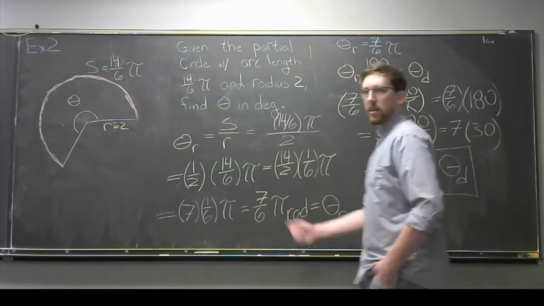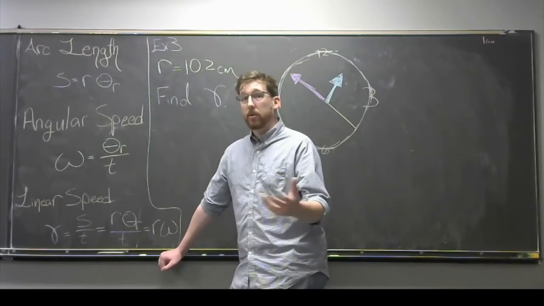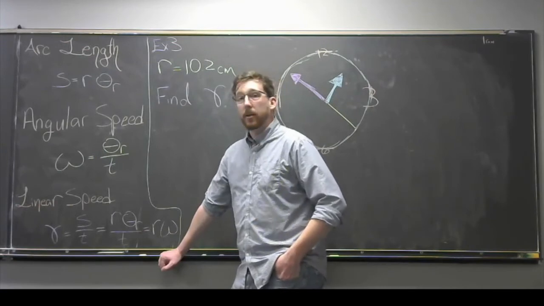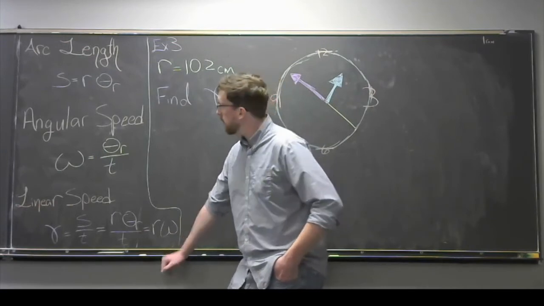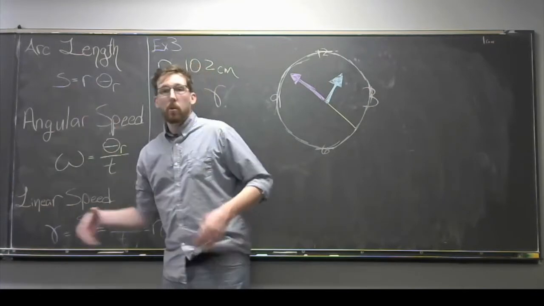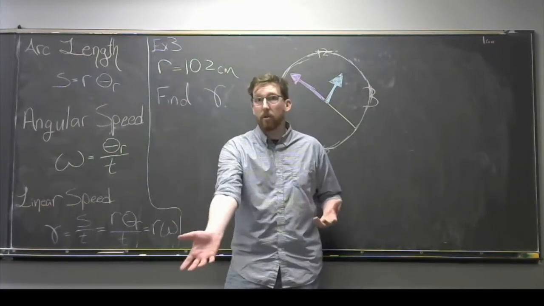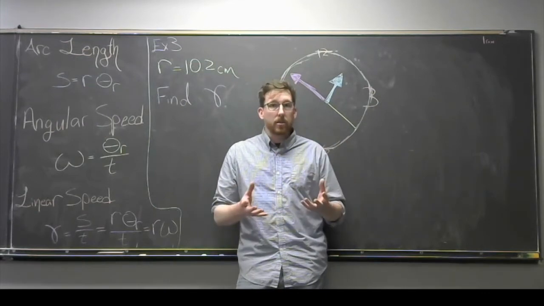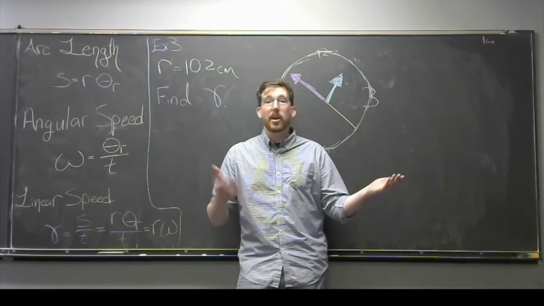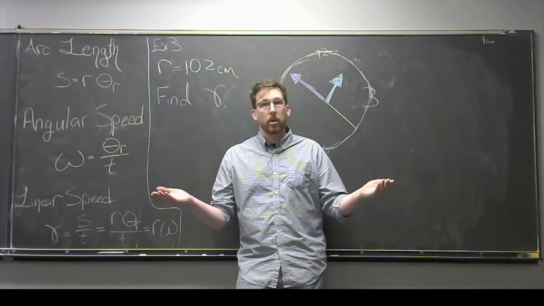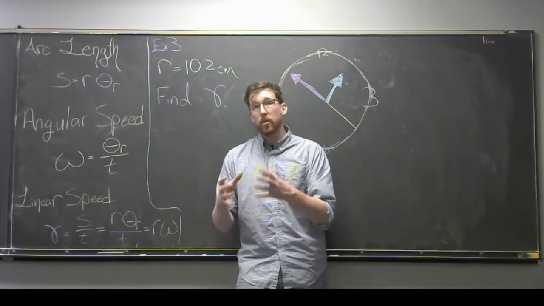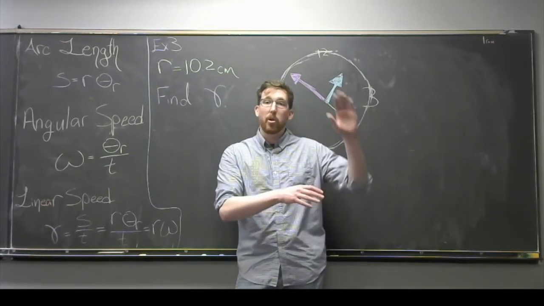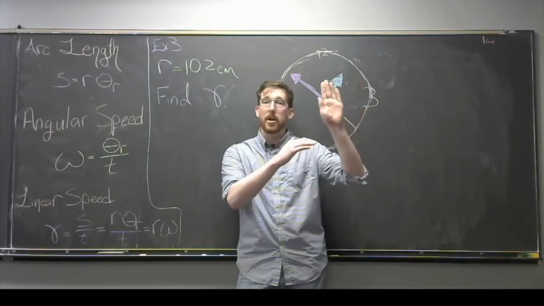Cool, let's move on. To quickly wrap up this first lecture, let's talk about arc length, angular speed, and linear speed. Begin with arc length. We already know from the very beginning of the lecture how to calculate the angle in radians using both the arc length and the radius. To find the angle in radians, we said the angle in radians is equal to the arc length divided by the radius.